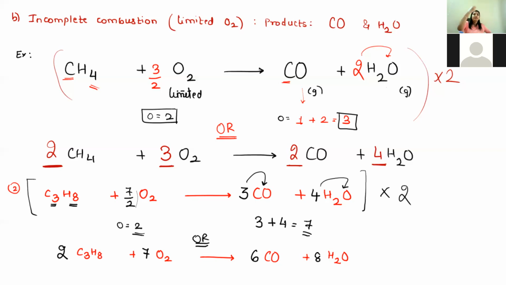When you follow this hierarchy, the priority list I told you, there is the maximum probability that your balancing will happen. If you do not balance the equation, then definitely you are going to lose marks. So this was about the second reaction, incomplete combustion. First was complete combustion, second was incomplete combustion. Combustion was one type, divided into two parts, complete and incomplete.